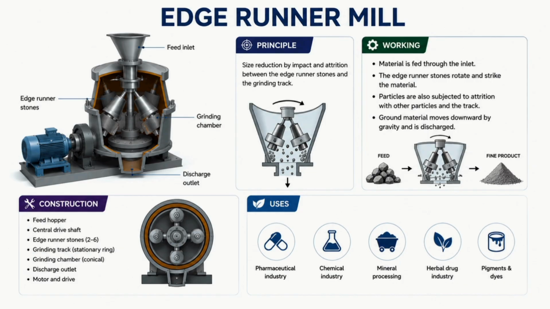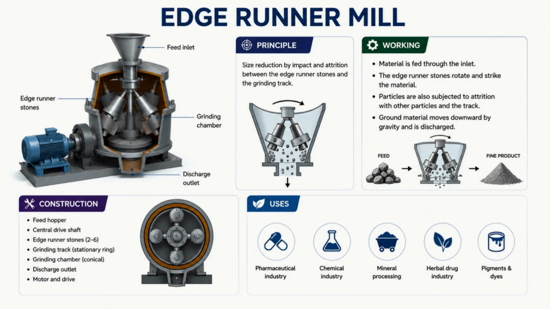Construction: the machine mainly consists of a heavy stone or metal wheel. The wheel rotates in a circular pan. A scraper is attached. The pan contains the material. The wheel may rotate around its own axis. All these are the construction features of this mill.